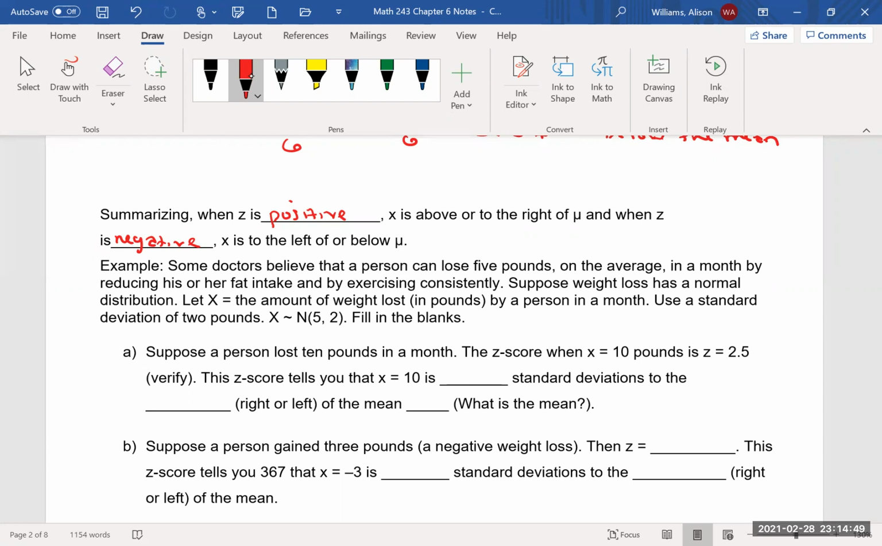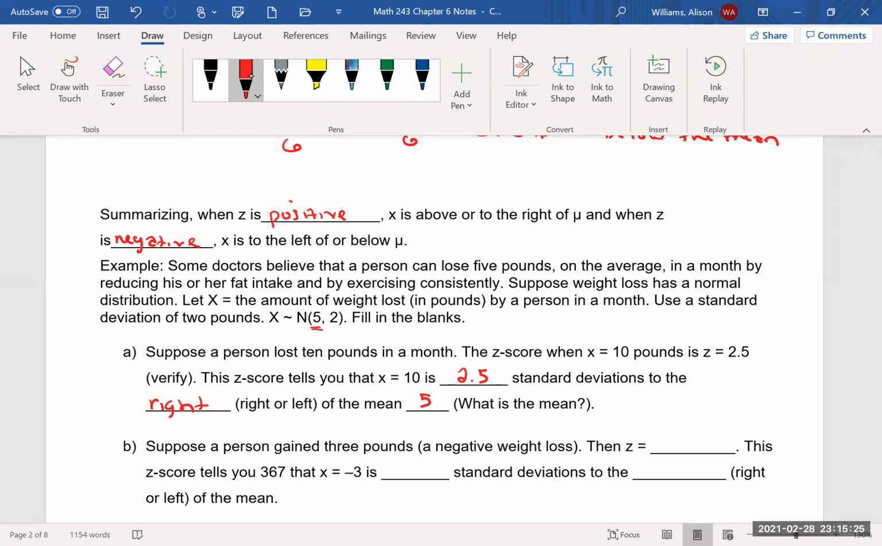So let's just verify that. To verify that, that means that we're doing z equals 10 minus 5, because 5 is the mean, divided by 2, which is going to be 5/2, which 5 divided by 2 is 2.5. So yes, it is 2.5. We verified it. This z-score tells you that 10 is 2.5 standard deviations to the, and now because it's positive, it would be to the right of the mean, which is 5.